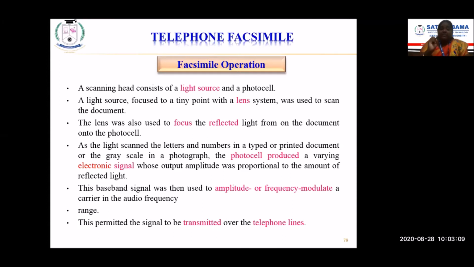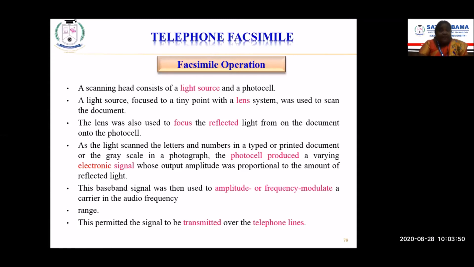So there will be a lens to focus on whichever position we want to capture, that is being illuminated and focused, and the reflected light from the object to the photo cell will be captured. The photo cell will be capturing the light information that is reflected from the document. Because here the object in this specimen is the fax machine printout, the document which we are scanning. As the light scans the letters and numbers in the printout document like a grayscale photograph, the photo cell produces a varying electronic signal.